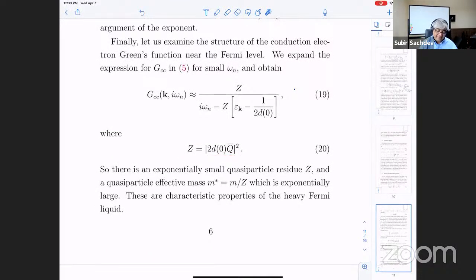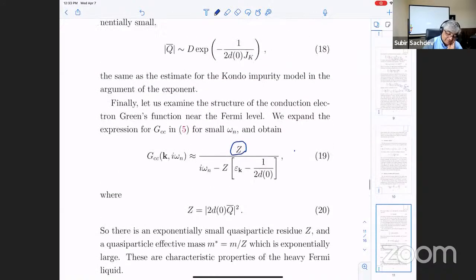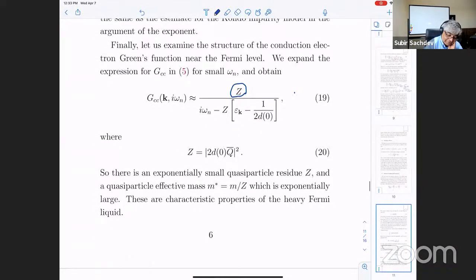All right, so that was a needlessly complicated way to just simplify that. The important point here is this factor z. The z is very small, goes as q bar squared, which is the Kondo temperature, and it's much smaller than 1.